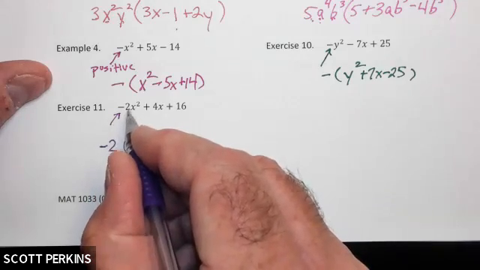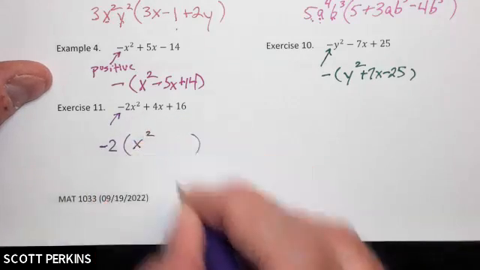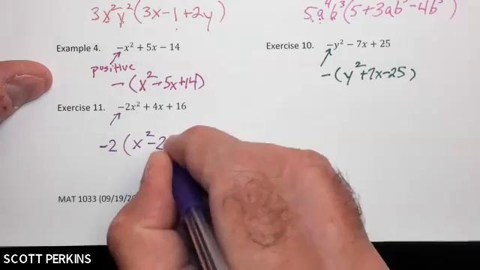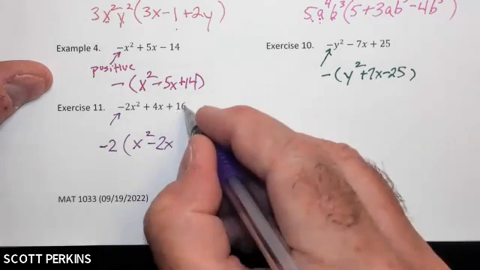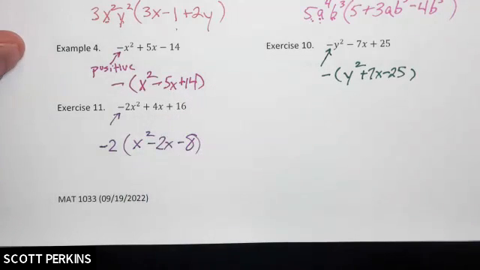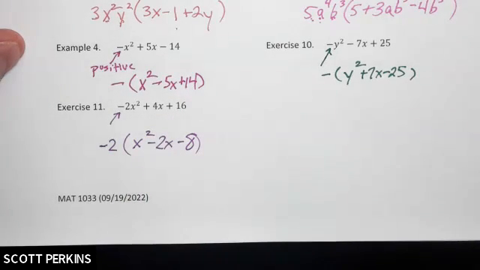So when I factor out the negative 2, I have just x squared. Then I have 4 divided by negative 2, which is negative 2x. And then 16 divided by negative 2 is negative 8. And there we go. I'm going to flip the page. We're going to continue on.